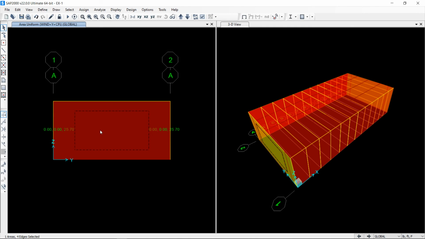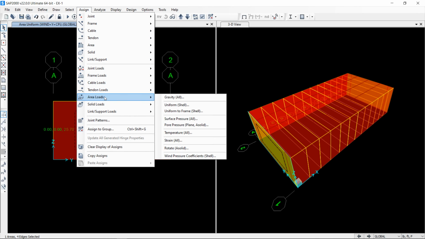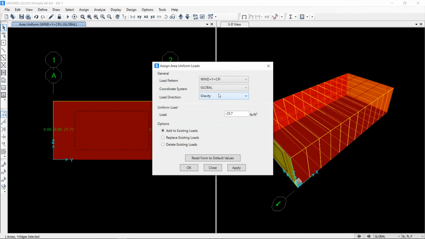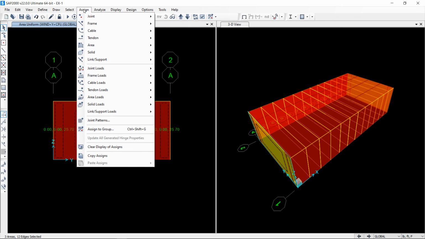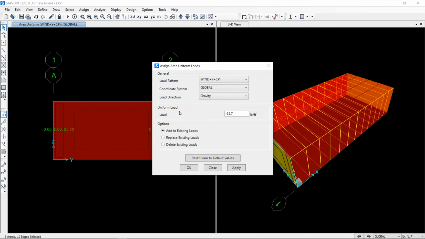So let us apply here also. Assign area uniform load minus... there was a mistake. Okay, cancel, close. So this is assign area load, shall replace, this is in x direction minus 25.7, apply.